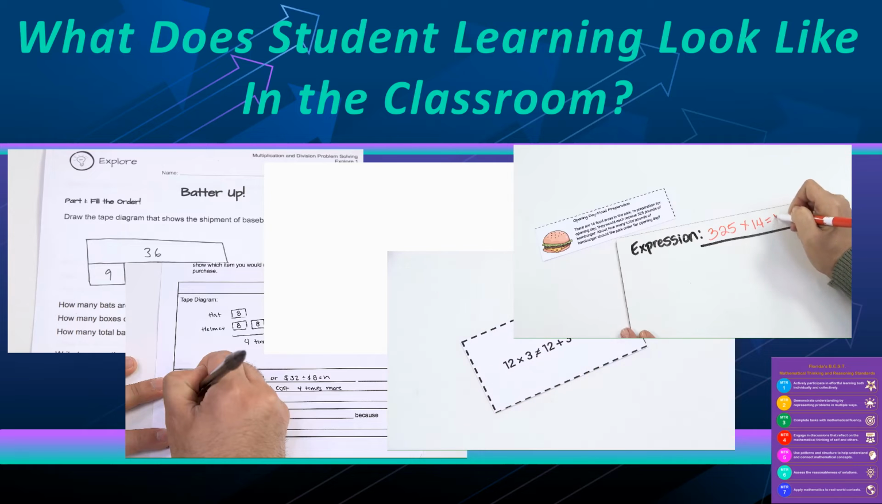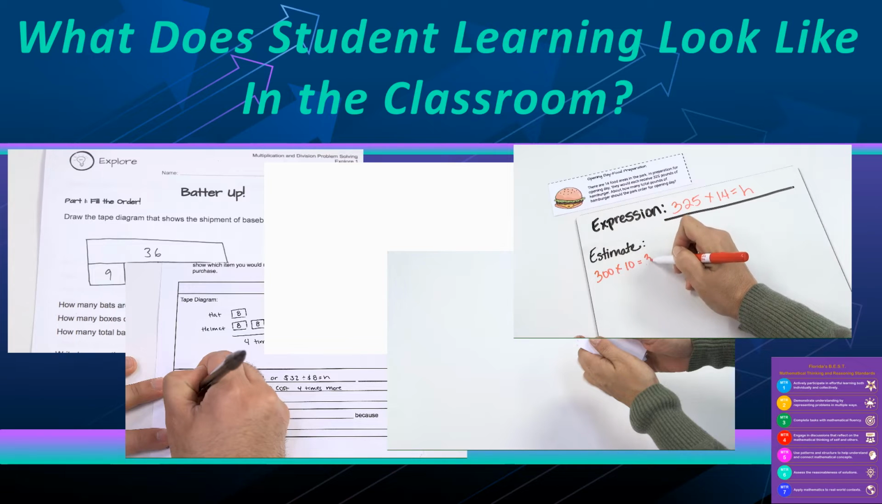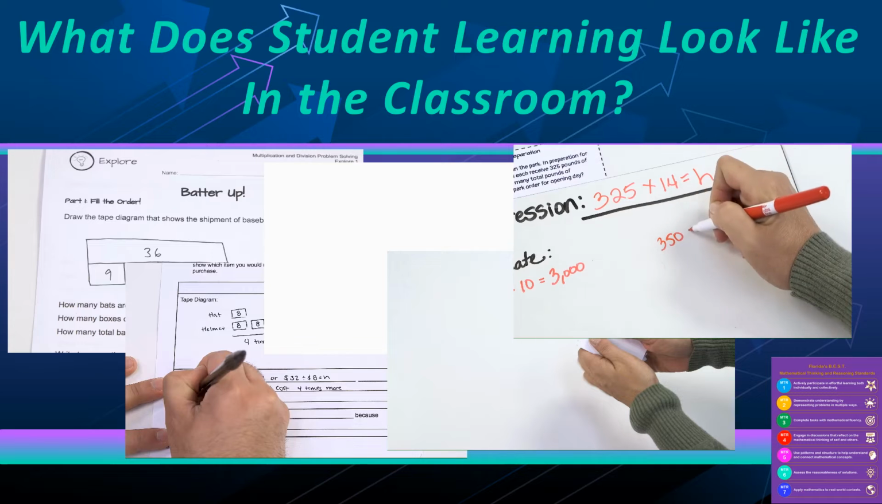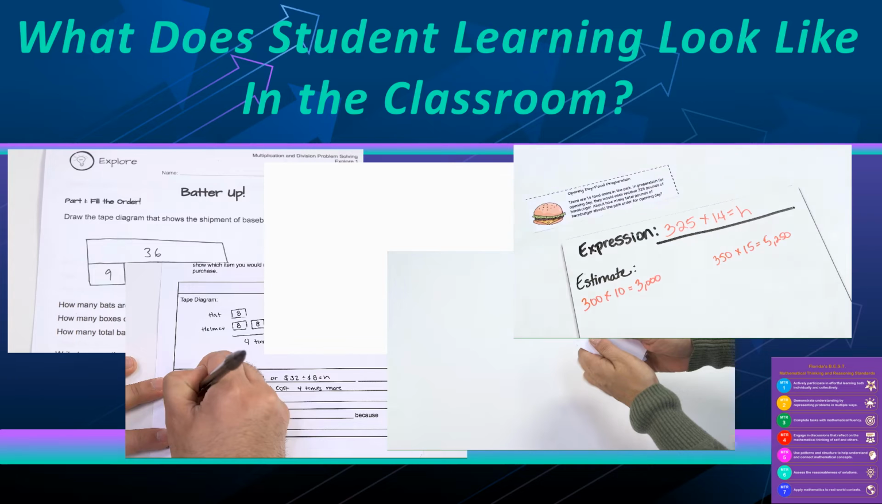Students will also be estimating using multiplication and division. You can see on the screen that they are using a letter to represent a variable. Students will estimate to solve in order to find out if their answer is reasonable or not.